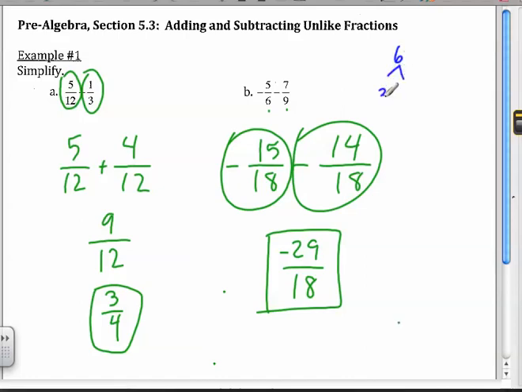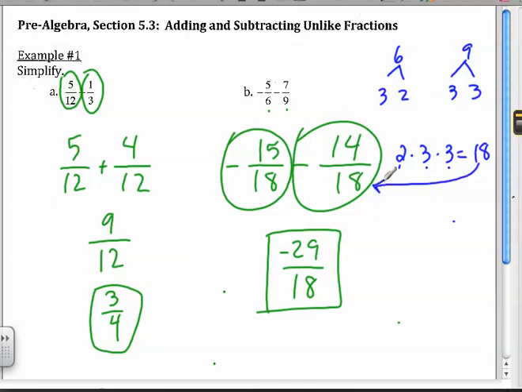6 is 3 times 2, and 9 is 3 times 3. And remember, when I want the least common multiple, I need to be able to make both of these numbers out of it. So I need at least a 2 and a 3 so I can make 6. But to make 9, I need 2 3s, right? So now I can make both of them. 2 times 3 is 6 times 3 is 18. And that's how we got 18.